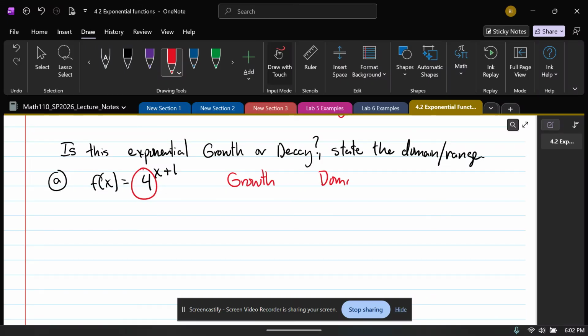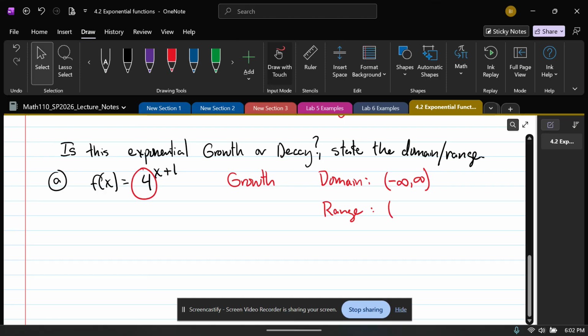The domain, here's the cool thing, is always negative infinity to positive infinity. It just always is that. Okay. The range, because this one doesn't have a vertical shift, it has a horizontal shift, it doesn't move up or down any. The range is going to be from 0 to infinity because it goes up from 0 to infinity.